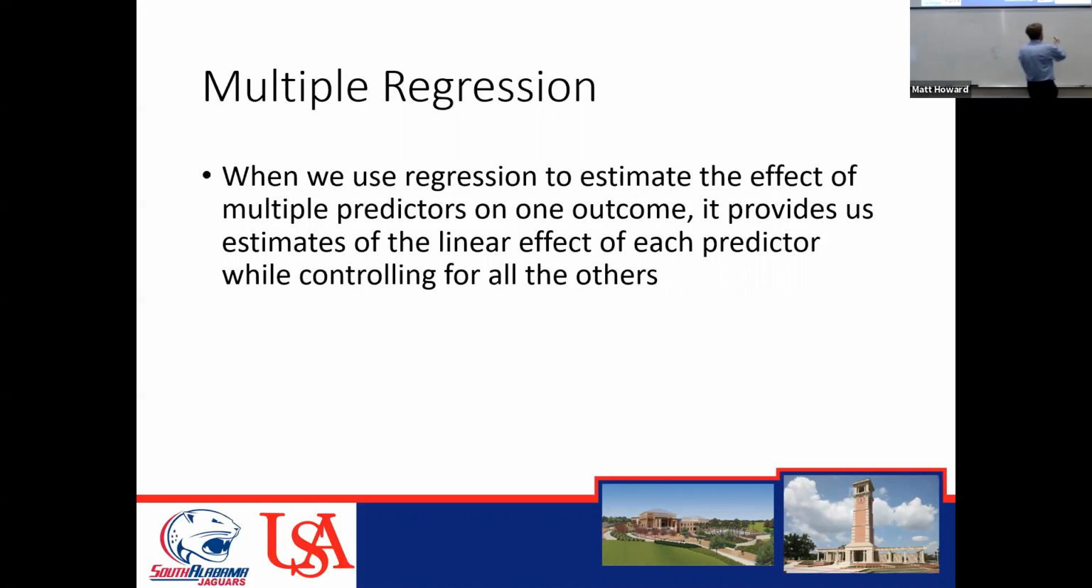So, give me one second. With one outcome and one predictor, we had something like this, x and y. Let's say it's x1. If we wanted to visually add a second predictor, how do we do that? Another dimension. Yeah, with another dimension, exactly correct.